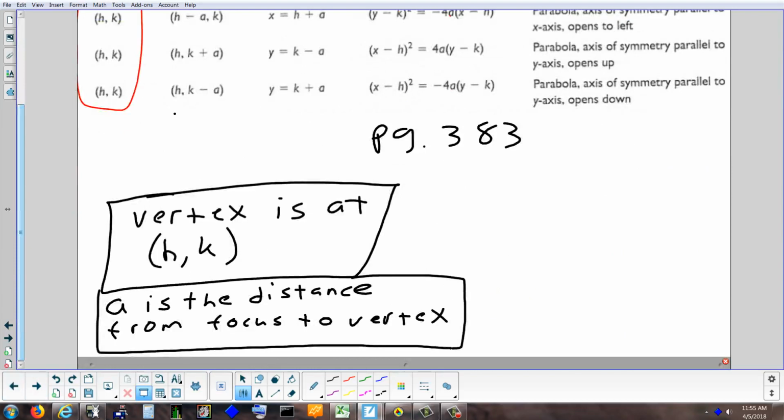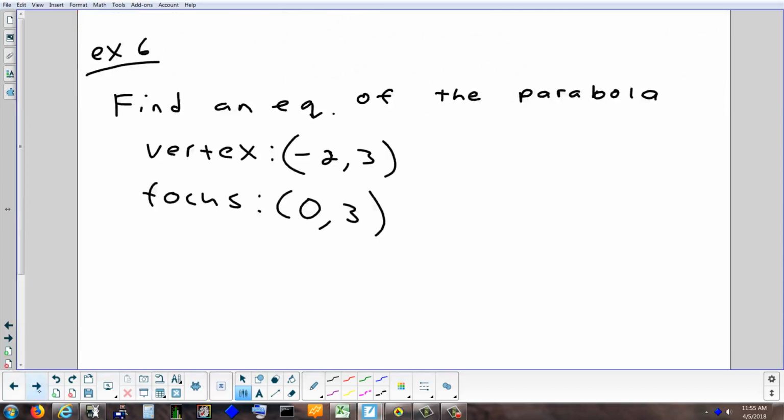And remember, the vertex should be centered between the focus and the directrix. So technically, the distance from the directrix to the vertex and the focus to the vertex should be equal, because the vertex is always right in the middle of the two. It just takes a little practice to get used to remembering that. All right, so you don't need to copy that. So let's look at an example.